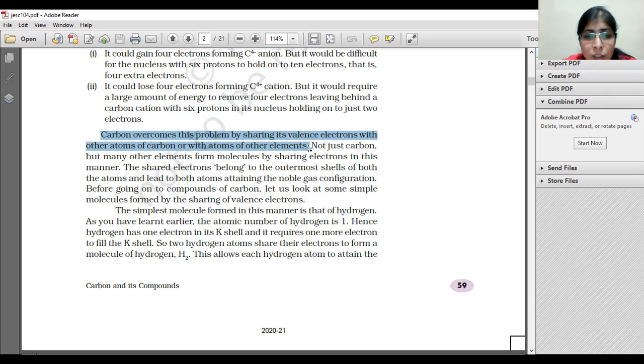These shared electrons belong to the outermost shell of both the atoms and lead to attaining the noble gas configuration. Noble gas configuration means either the outermost shell is having 2 electrons or is having 8 electrons. In the next part, we will study how to make covalent bonds and how to make bonding in this chapter. So first we have the hydrogen molecule.